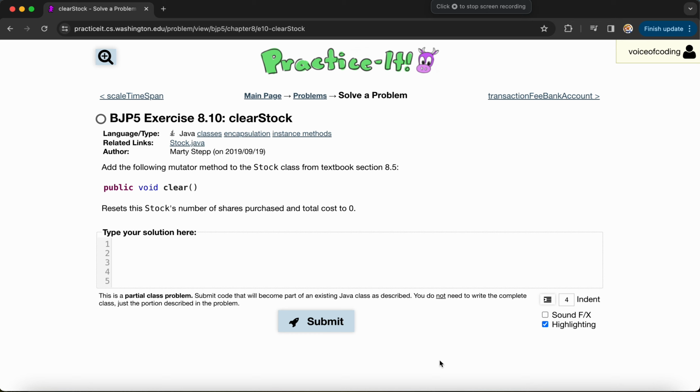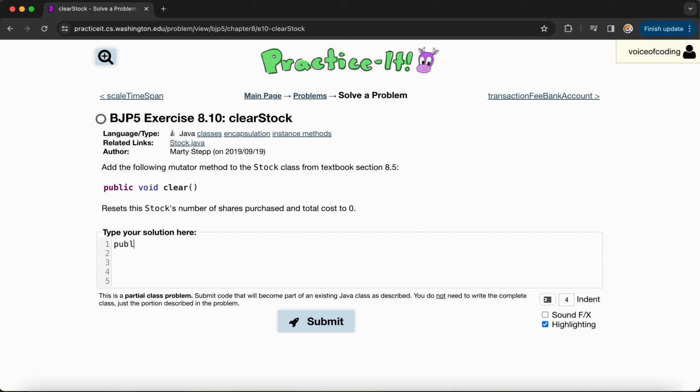Guys, today we'll be covering Practice It, Exercise 8.10, clearStock. The problem reads, add the following mutator method to the Stock class from textbook section 8.5. And it's going to say public void clear. So that's our method. And this is supposed to reset the stock numbers of shares purchased and the total cost to 0. So this is pretty simple.